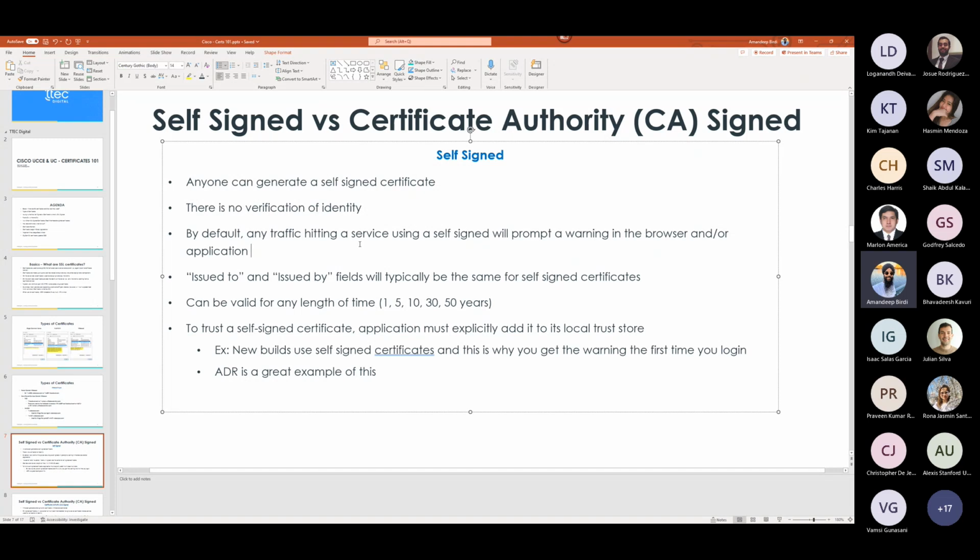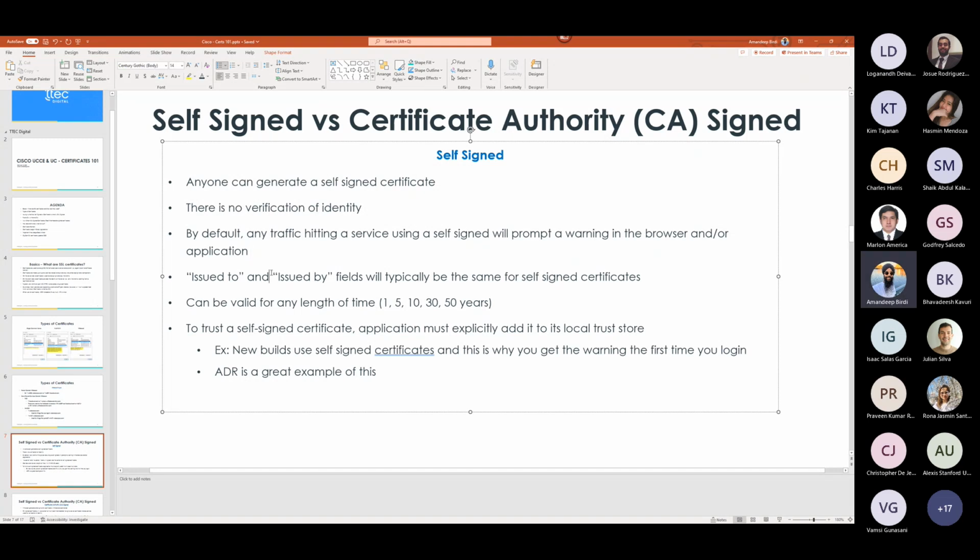The number one problem I have with this one is ADR, right? Anytime I go to ADR, it prompts me. And this is what I was talking about before. Even though I've added the cert, it still prompts me. Whereas other applications, if you add the certificate to your local trust store, the browser trust store, you can bypass that after the first time. You don't get the warning. But ADR, for some reason, I always get prompted, right? So that's the difference between a self-signed and a publicly signed.